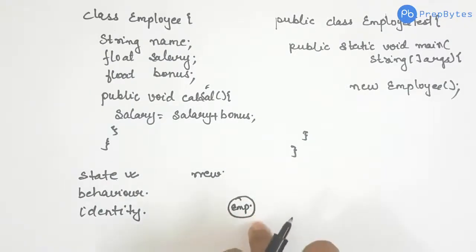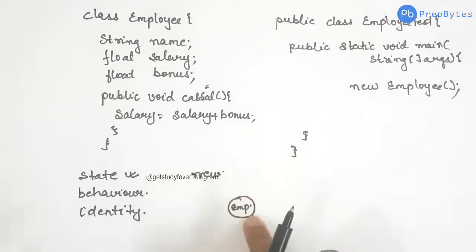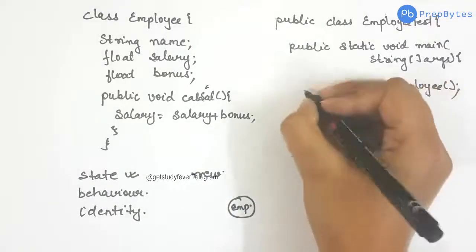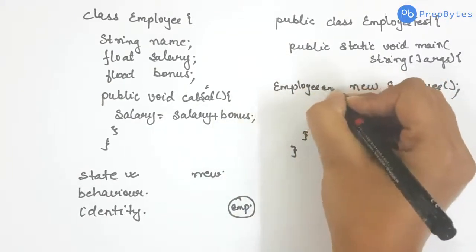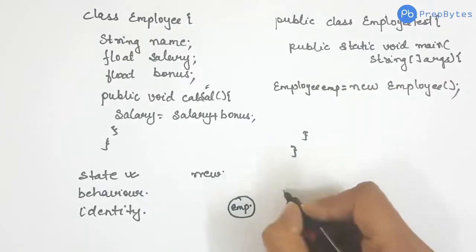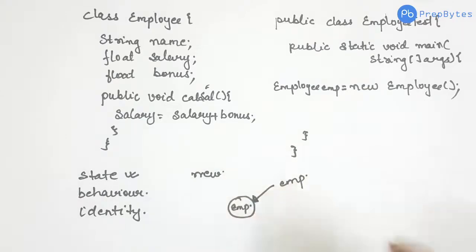Now, how do I access this particular object? We access this object using an object variable. So I will create an object variable to refer to this object. Let's say I create an object variable emp. Now this object variable is referring to this Employee object.